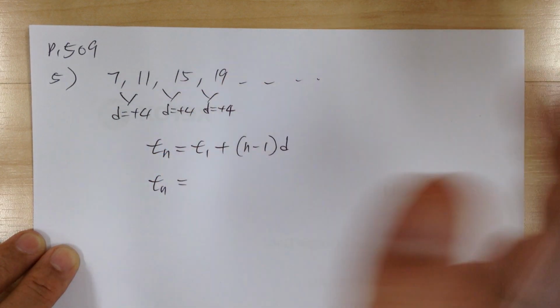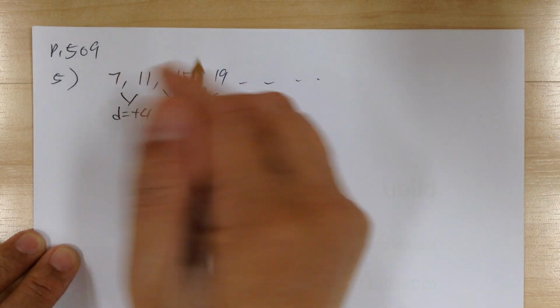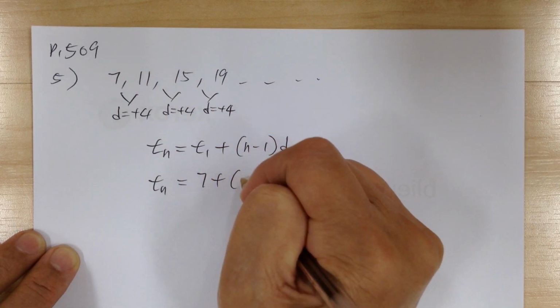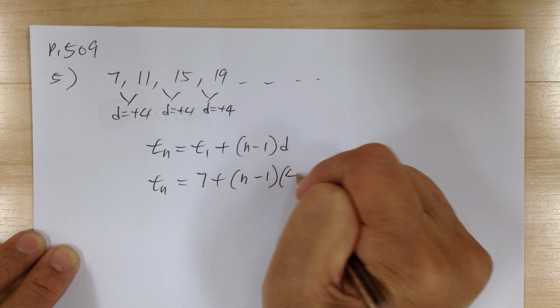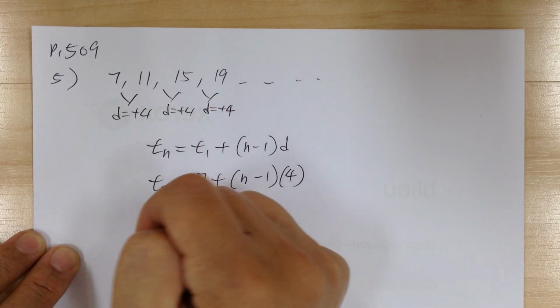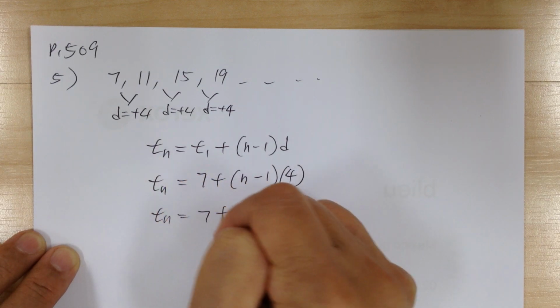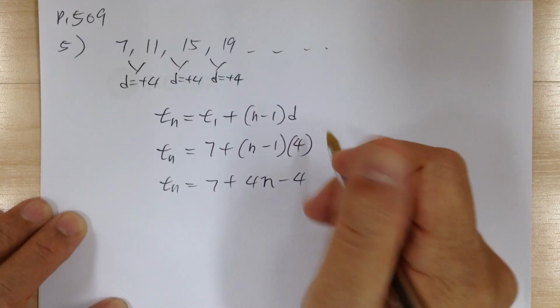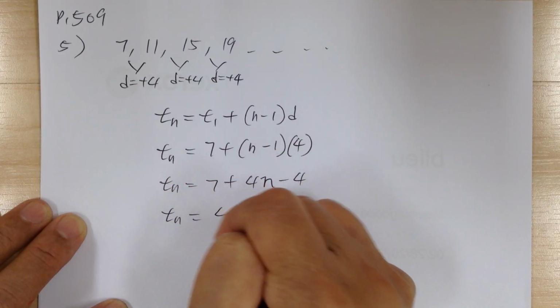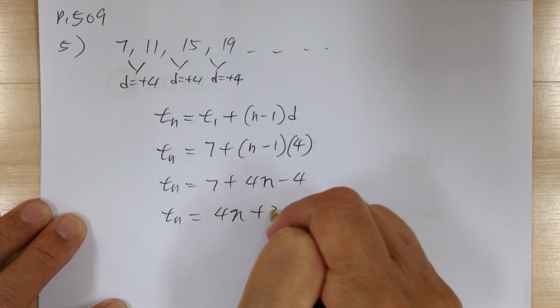It can be T10, whatever term you're looking for. T1 is 7, and n depends on which term you're looking for. D is 4. So T of n equals 7 plus 4n minus 4. You just distribute. So T of n equals 4n plus 3.